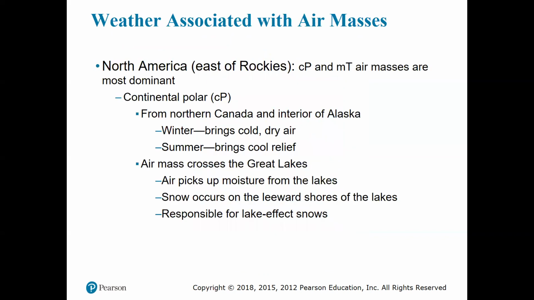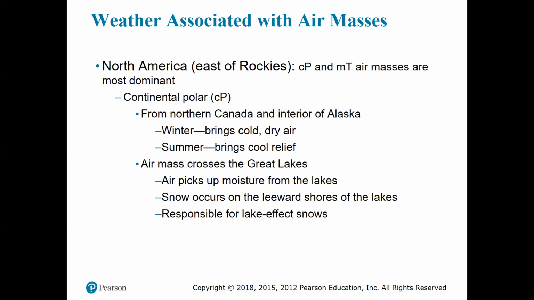If we look at the weather that's associated with these air masses, if we focus on North America east of the Rockies, the continental polar and the maritime tropical air masses are going to be most relevant here. The continental polar in the winter brings cold, dry air. In the summer, a continental polar air mass is going to bring some relief from the hot temperatures. As these air masses cross the Great Lakes, they can pick up moisture from the lakes and initiate what is called lake effect snow.